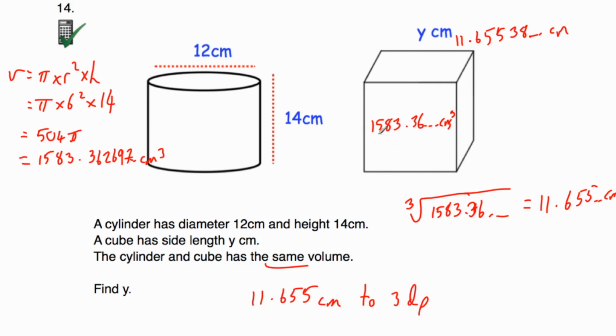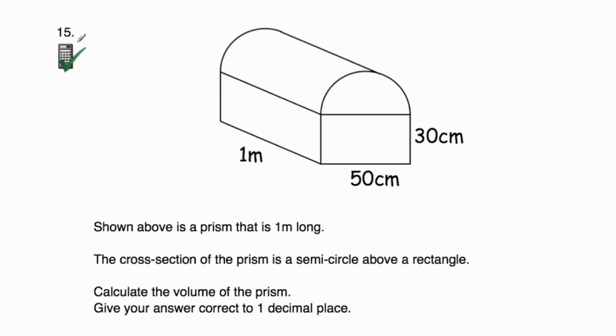So we've done the cube root of 1,583 point so on, and that gave us 11.655 and so on. And we rounded that to 3 decimal places to 11.655. And that's it. Okay, let's have a look at question number 15.